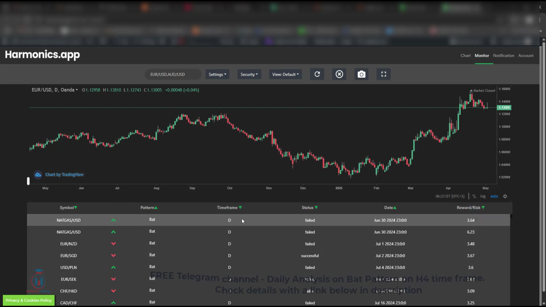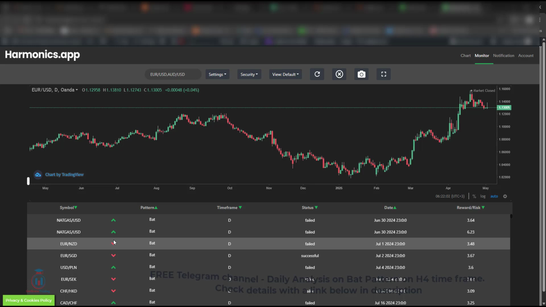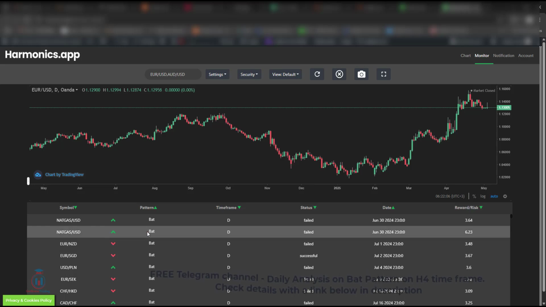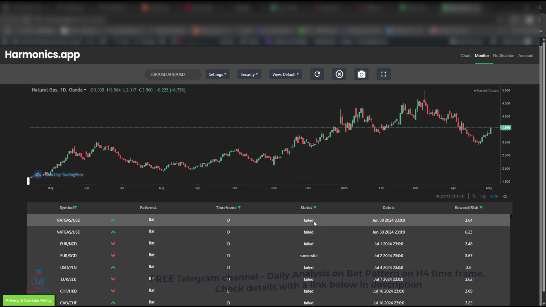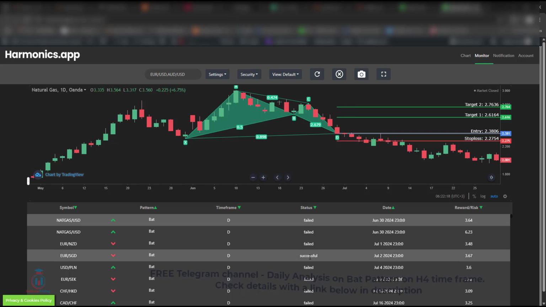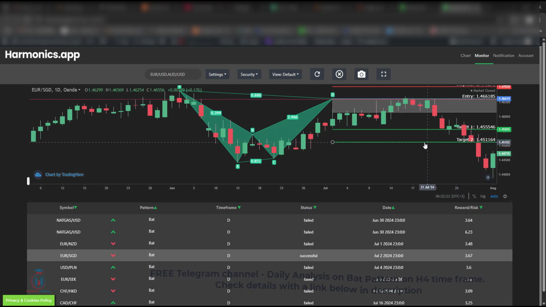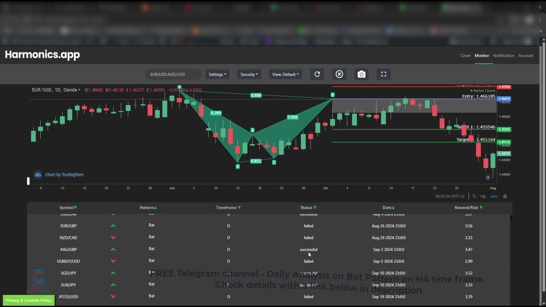And when you have all of them here, you will have a symbol column, and a green or red arrow, which shows you a bullish or bearish scenario. You will have a pattern, a time frame, and a status which says whether it is failed. If it is failed, that means the price has already reached the red line, which is the stop loss. If it is successful, this means the price has reached the take profit 2 level, which is the second green line. And we have also incomplete.